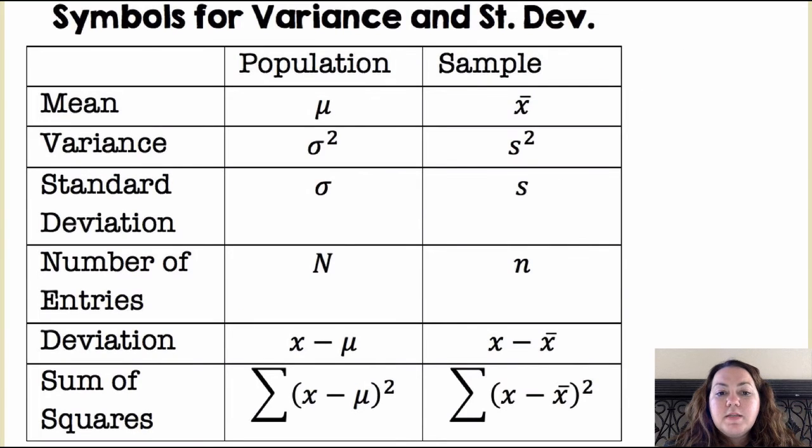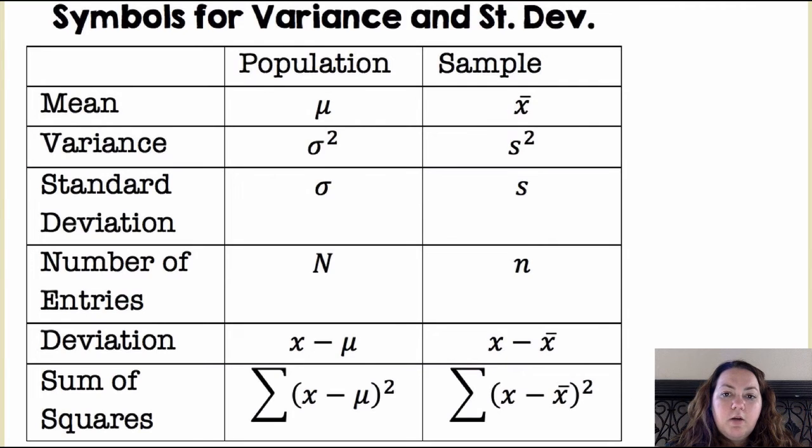All right, so some symbols for variance and standard deviation. Your symbols are different depending on if you're talking about the population parameters or the sample statistics. Okay, and you want to be careful with the symbols that you're using, especially if it's something that is written out. Okay, so they have different meanings.